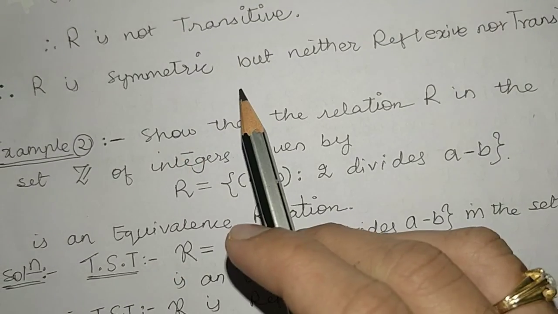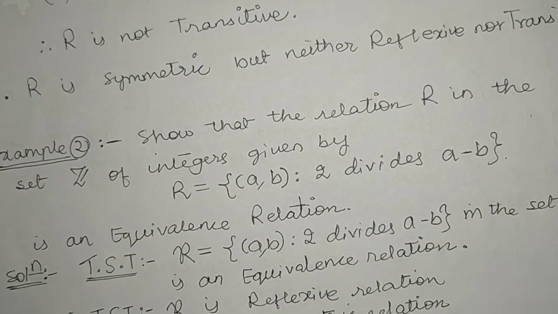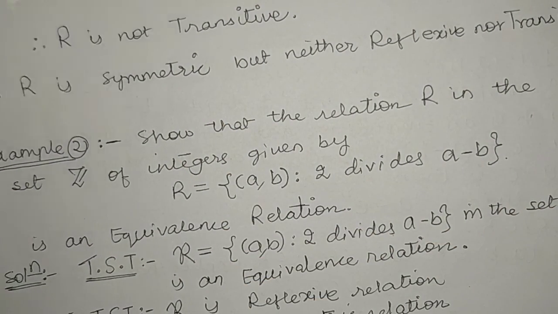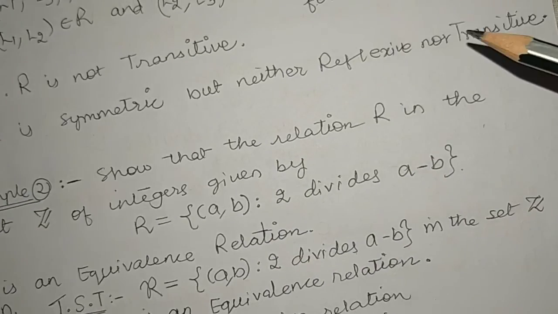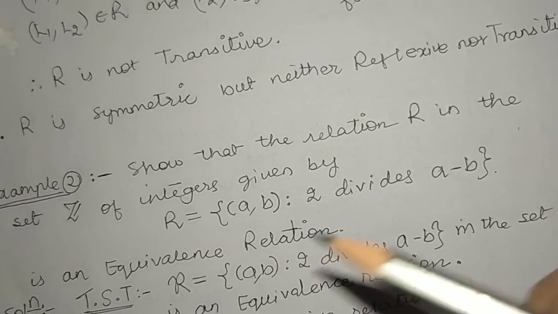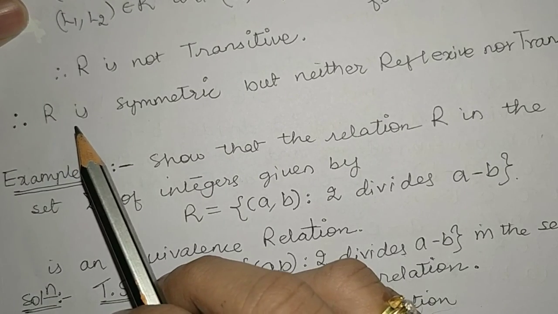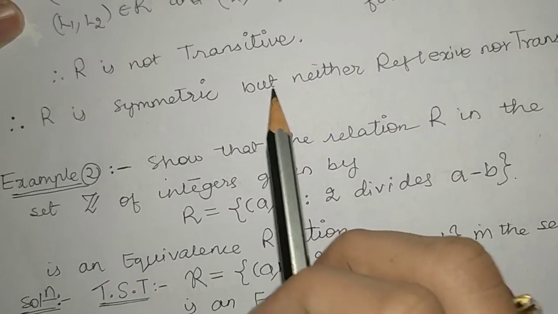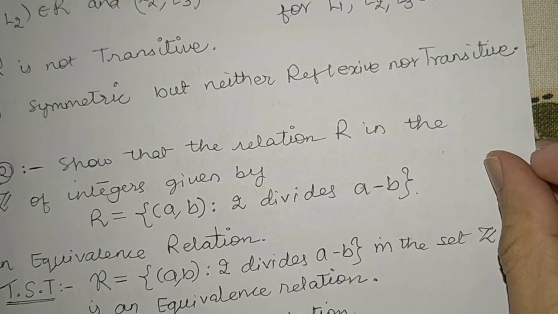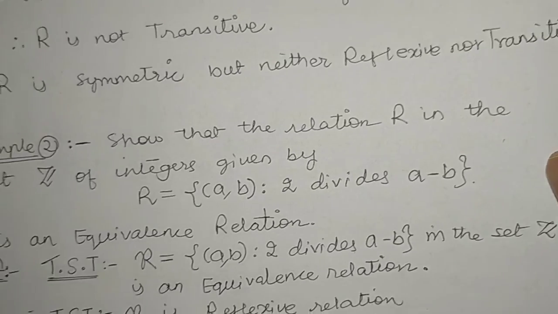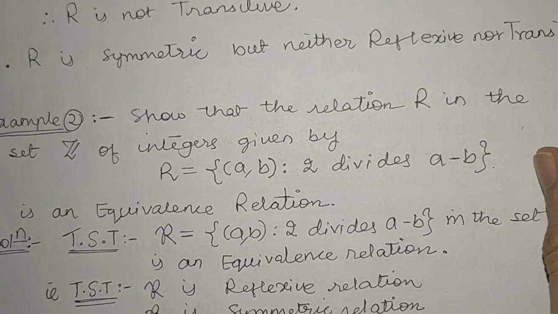And therefore R is what? We have proved that R is symmetric, and we have proved that R is not reflexive and not transitive. So we have proved that R is symmetric but neither reflexive nor transitive, okay? So that was example number 1.